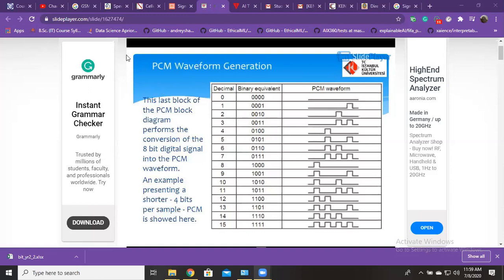PCM waveform generation. This last block of the PCM block diagram performs the conversion of the 8-bit digital signal into the PCM waveform. An example presenting a shorter, 4 bits per sample, PCM is shown here.